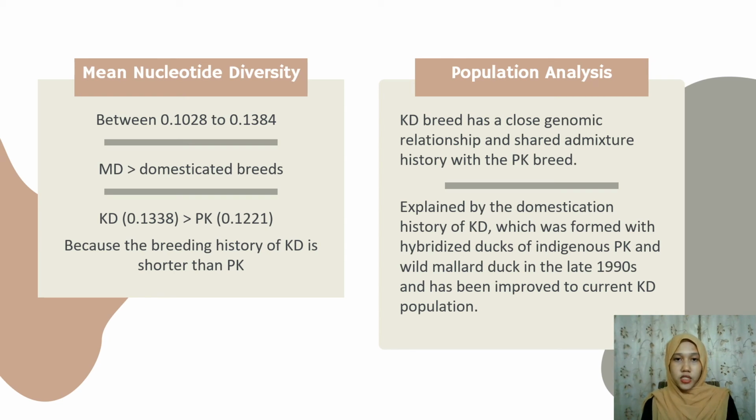They have also performed population analysis of 15 duck breeds including KD and found that the KD breed has a close genomic relationship and shared admixture history with the PK breed. This can be explained by the domestication history of KD, which was formed with hybridized ducks of indigenous PK and wild Mallard duck in the late 1990s and has been improved to the current KD population.